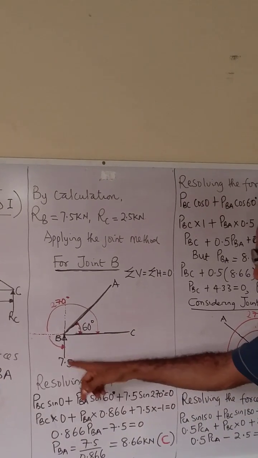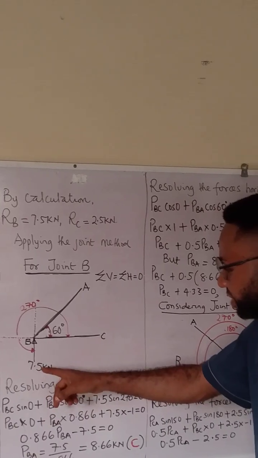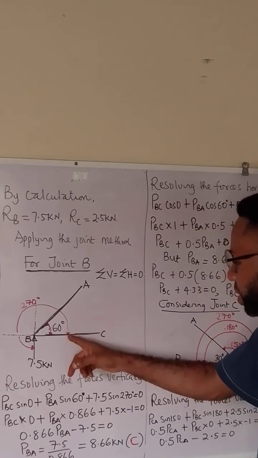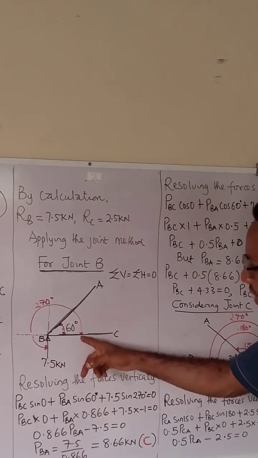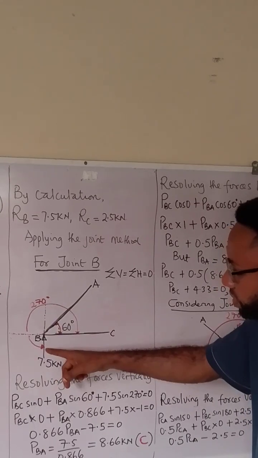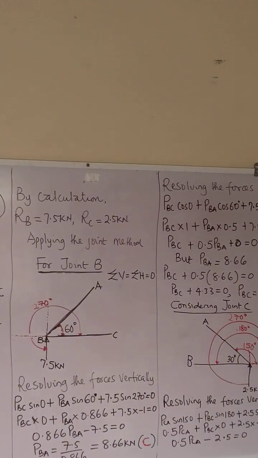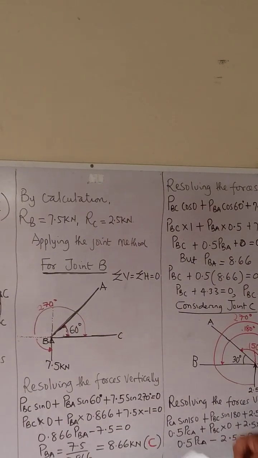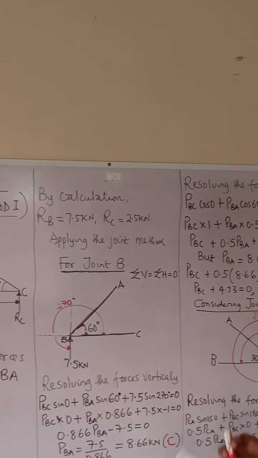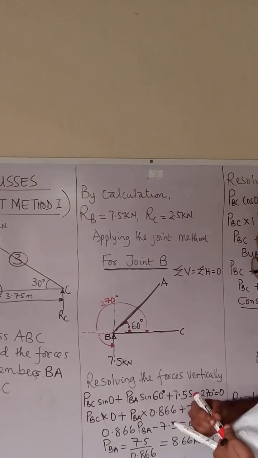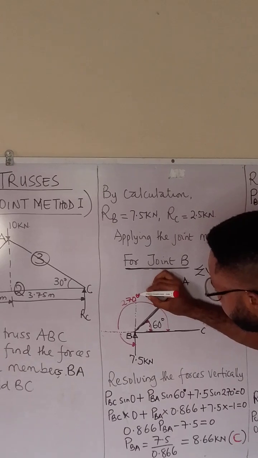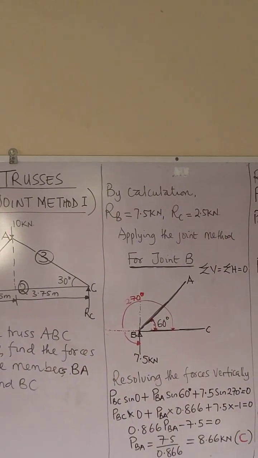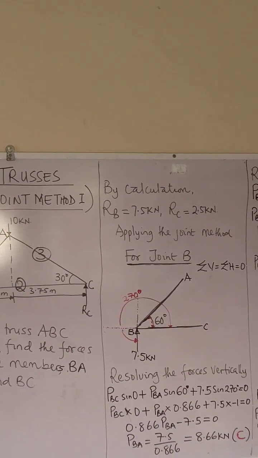And for this other force, the 7.5 kilonewton, we are moving again from the positive side of X down to where the force is, and that gives us 270 degrees. Having done this, we can now resolve our forces vertically and horizontally.